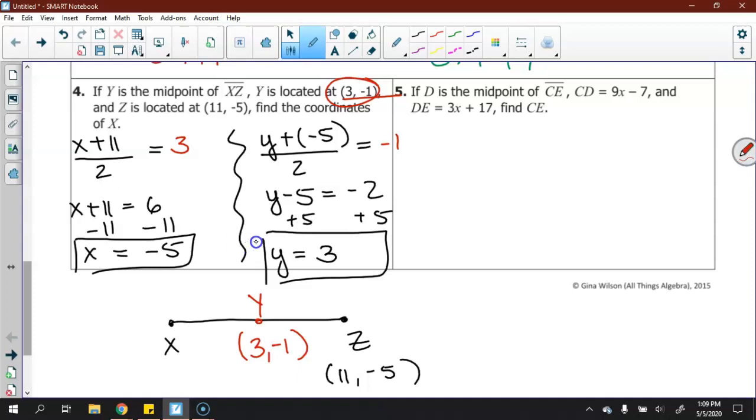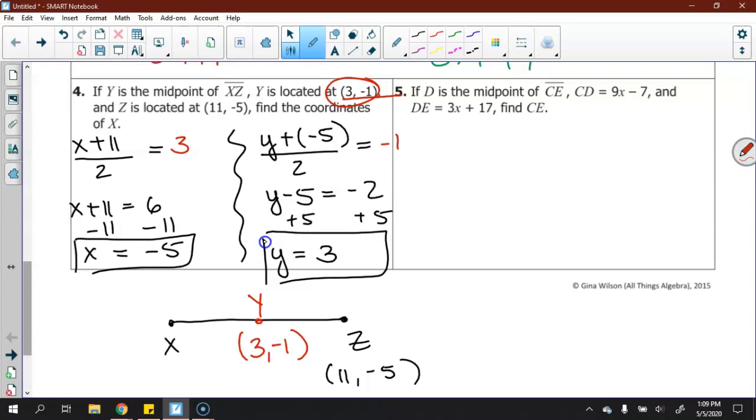Okay. Now, because you've got x and y coordinates, you have to do it twice. And that's where things become tedious, because you've got to solve it for the x coordinate and then again for the y coordinate. You just have to make sure you do it for both.